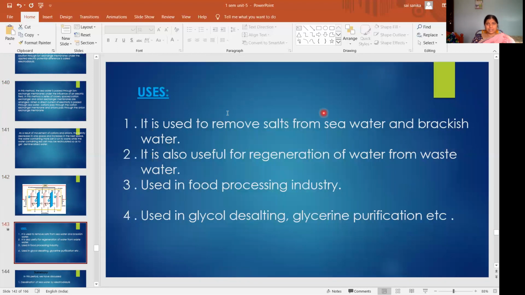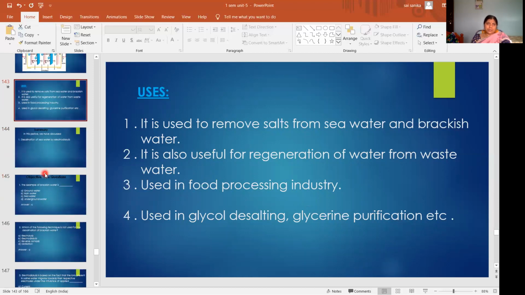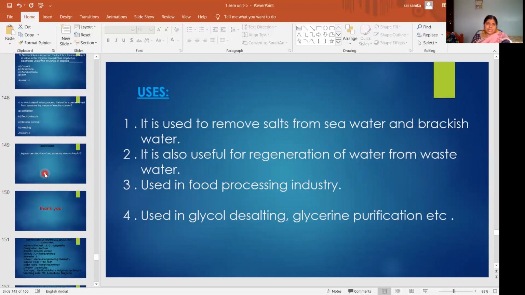Then come to the uses. It is used to remove salts from seawater and brackish water. It is used for regeneration of water from wastewater. It is used in food processing industry, and it is also used in glycol desalting and glycerin purification. So these are the two topics we discussed in the last class.